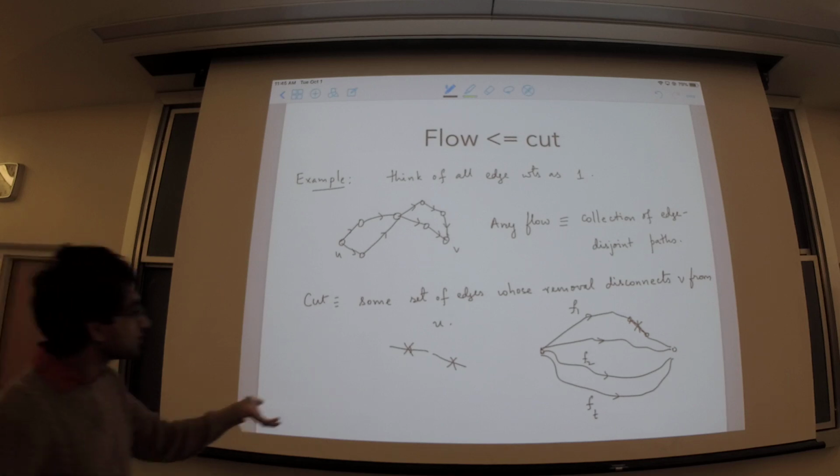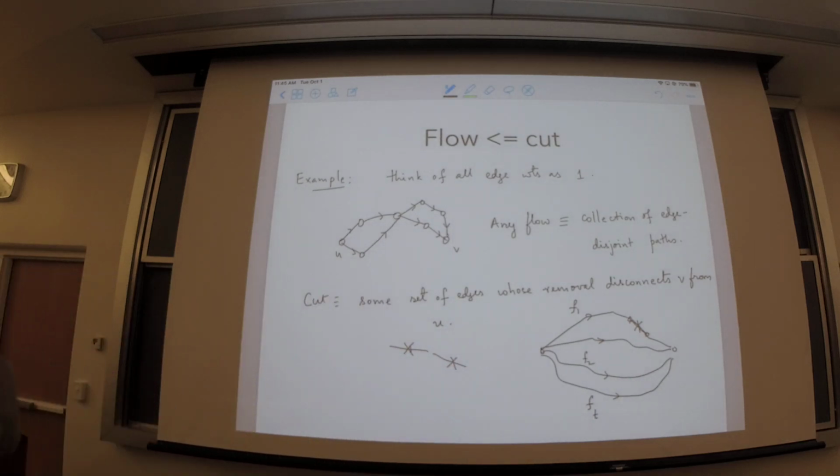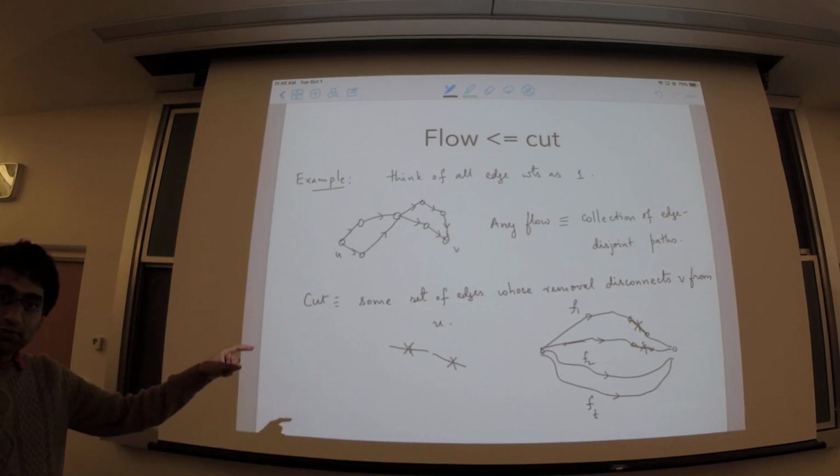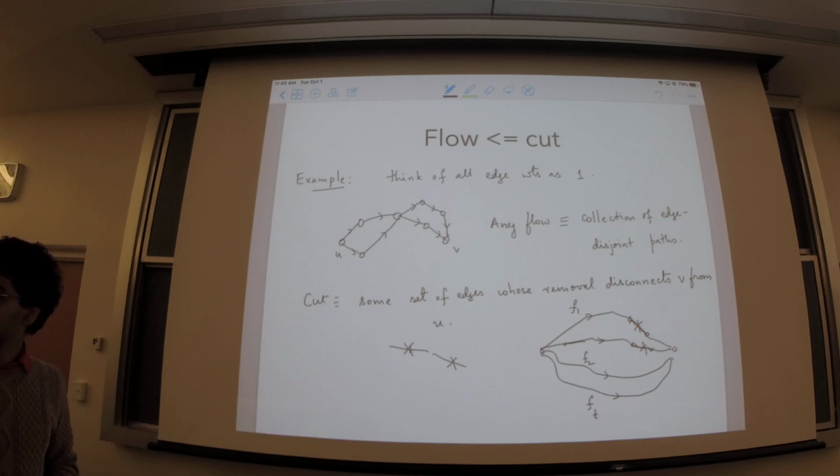So what this means is that each of these paths at least has one of the cut edges. Some of the paths may have two of them, that's fine, but I'm just saying that each path has at least one. So the number of paths you can have is smaller than or equal to the number of edges in the cut. Any questions on that?